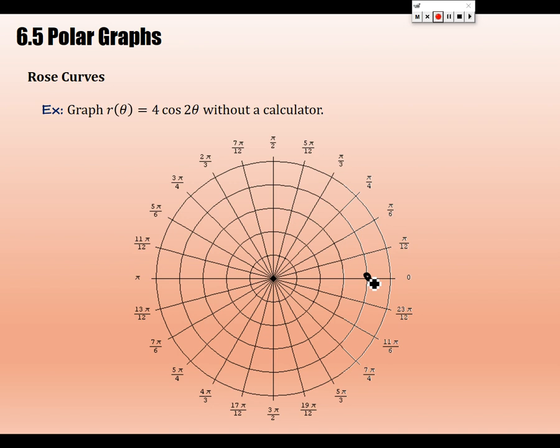Two times pi over 4? Pi over 2. Cosine of pi over 2 times 4, still 0. So at pi over 4, we're right there at the pole. At pi over 2, where are we? What is cosine of 2 times pi over 2? That'd be cosine of pi, then times 4. What do we get?